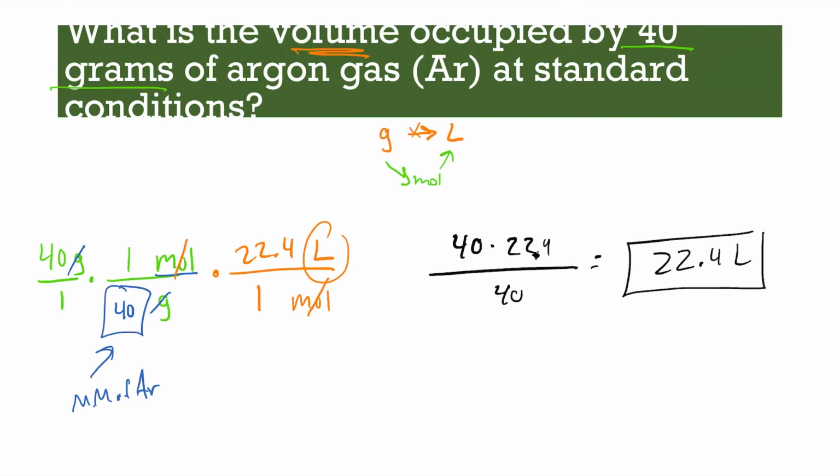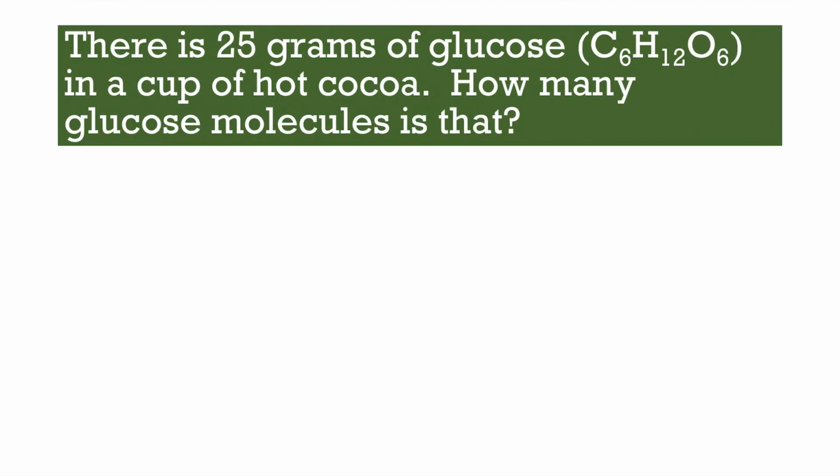Again, that's how the multi-step questions would look. When we're talking about mole conversions at this point, you only see these 2-step ones. Okay, let's do one more. There are 25 grams of glucose in a cup of hot chocolate. How many glucose molecules is that?